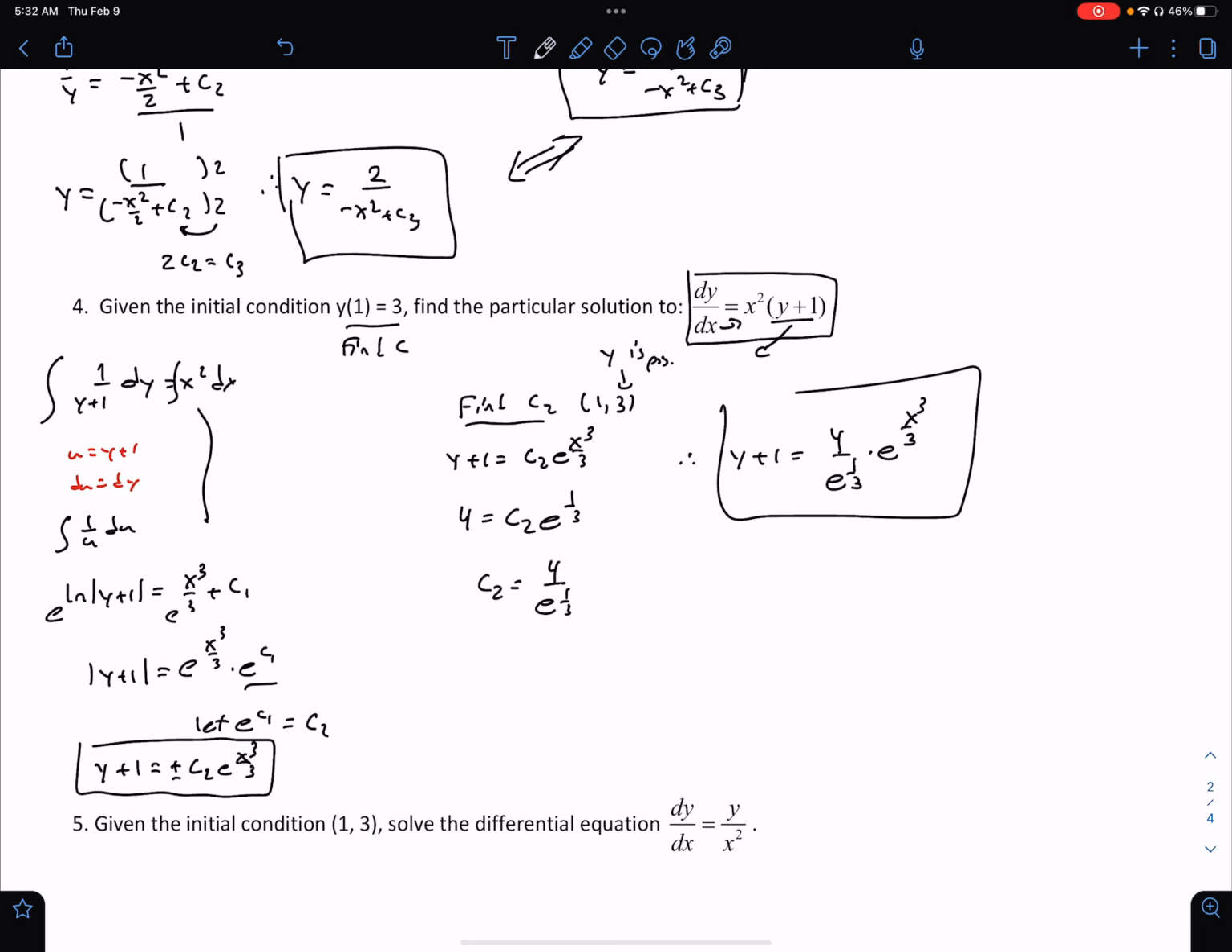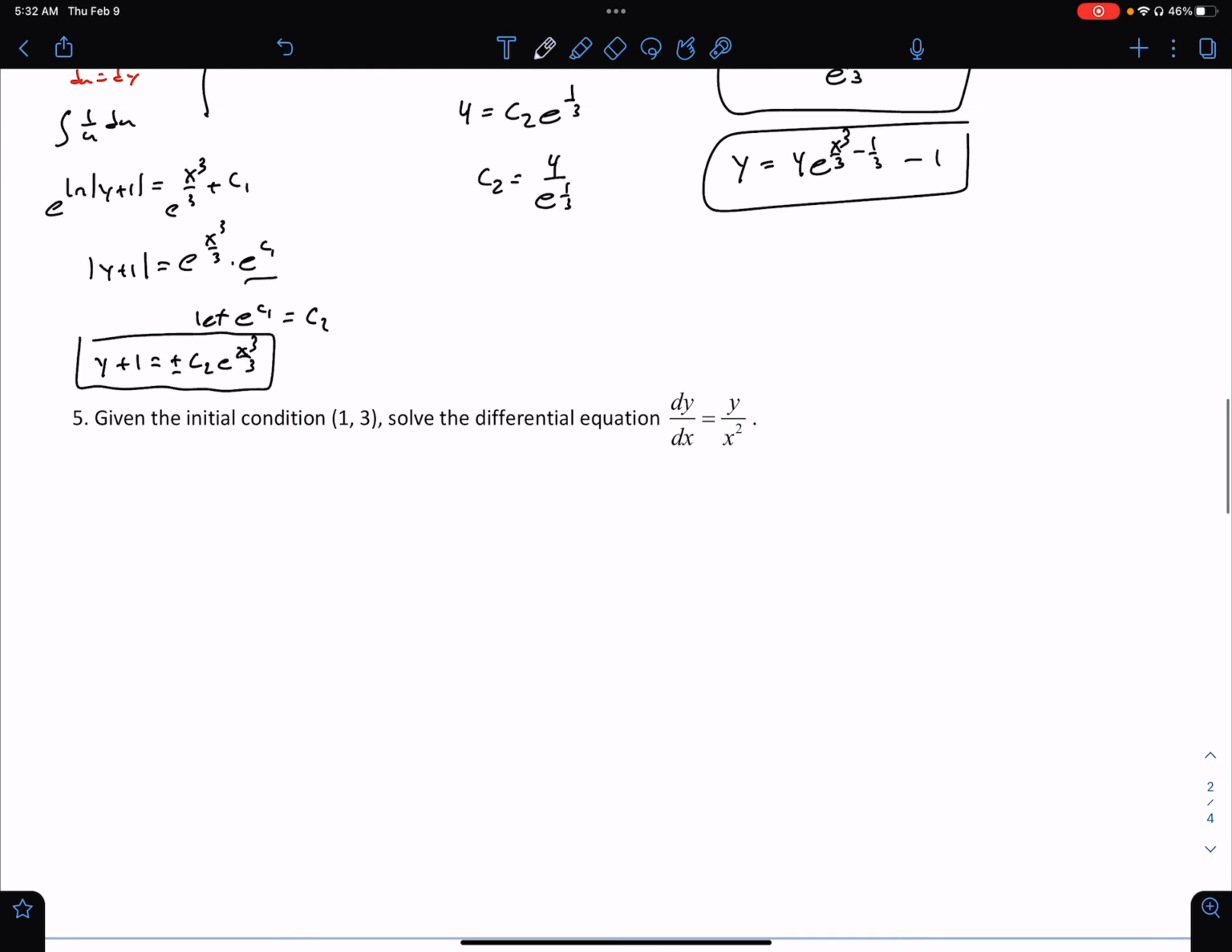You can leave it like this. Don't simplify. But if you want to, you can go y is equal to 4 e to the x cubed over 3 minus 1/3 minus 1. If you're brave. So you don't have to do that if you don't want. All right, let's take a look at number 5 now.